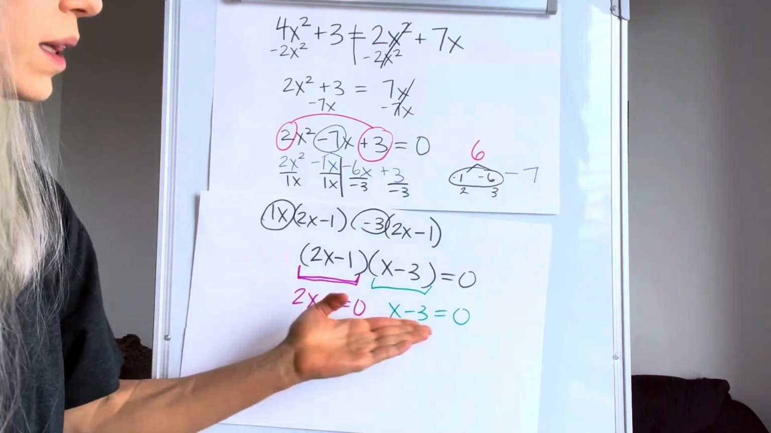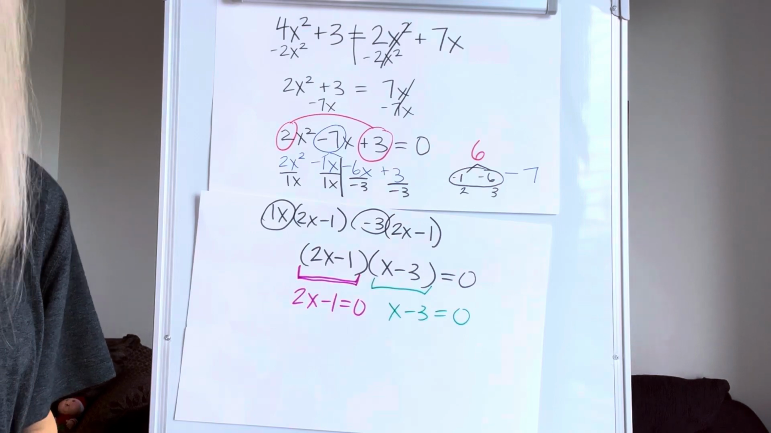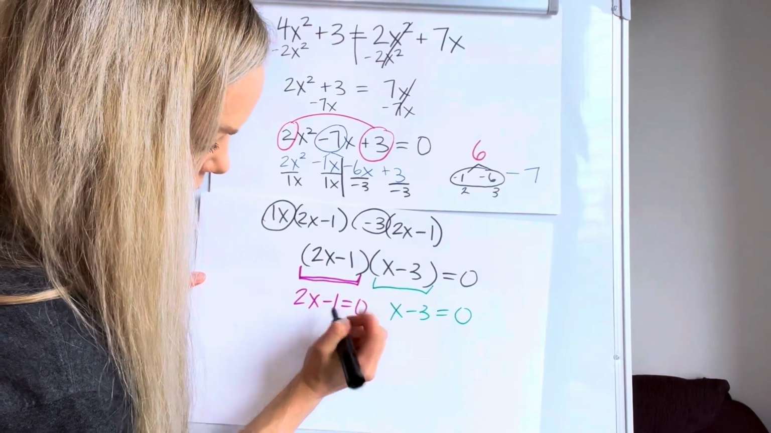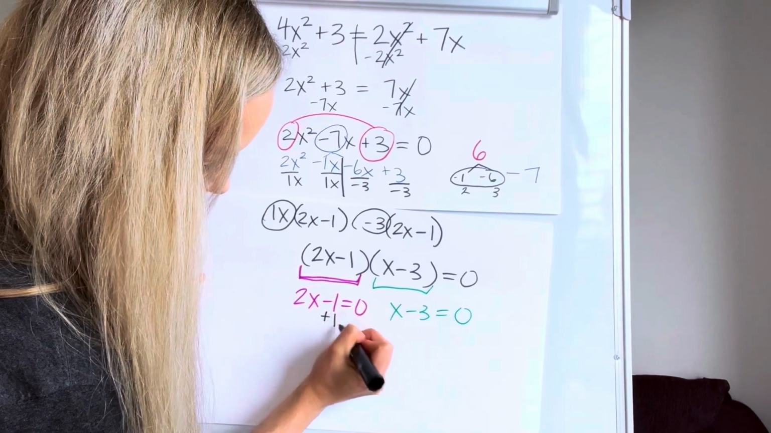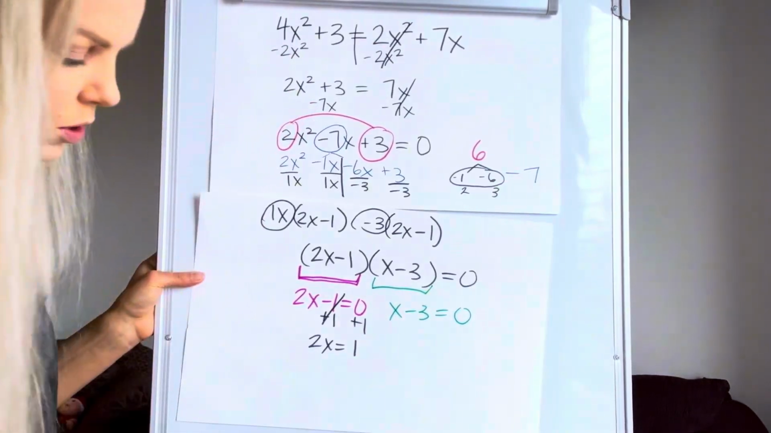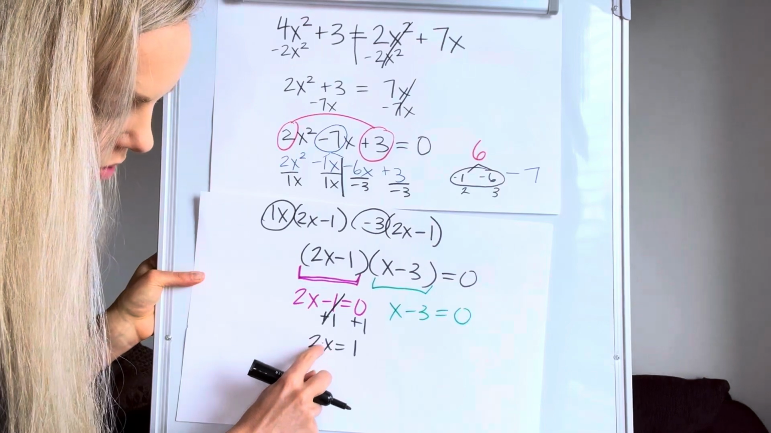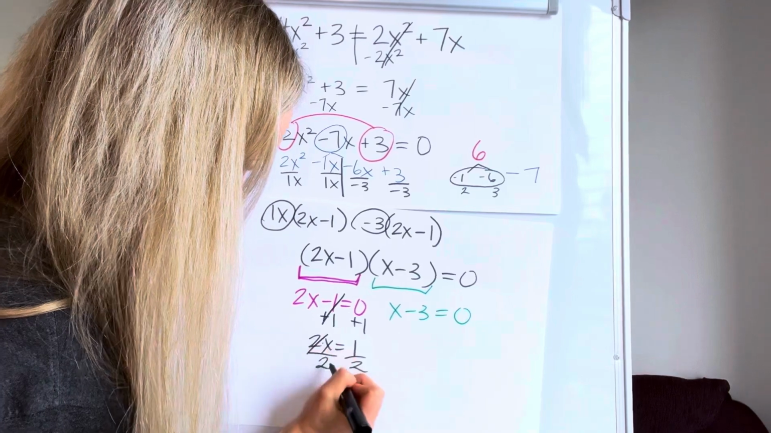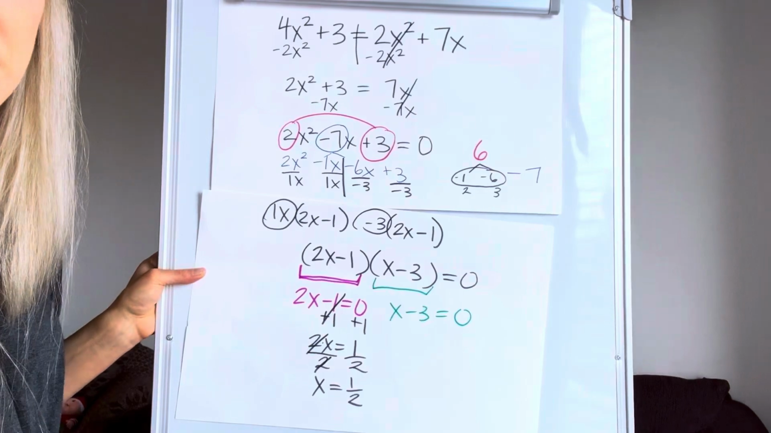Now you have two linear equations to solve. To solve a linear equation, you use your inverse operations. For this left side, the first thing we do is get rid of the number that's not being multiplied, that's not attached. So we get rid of a minus 1 by adding 1. That leaves me with 2x equals 1. And then this is invisible multiplication. If you need to, put your multiplication dot, because now we have to divide to get rid of the 2. And so x equals 1/2 is one of our solutions.